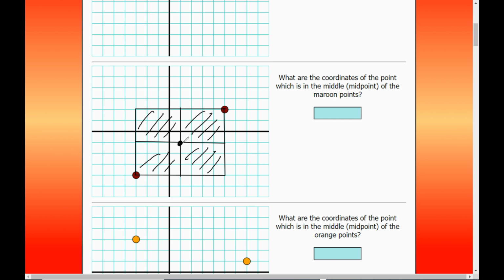What is the coordinate of that? What is the x value? 1. What is the y value? Negative 1. So this is going to be 1, negative 1.